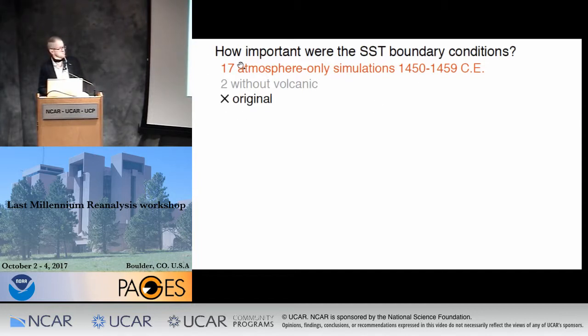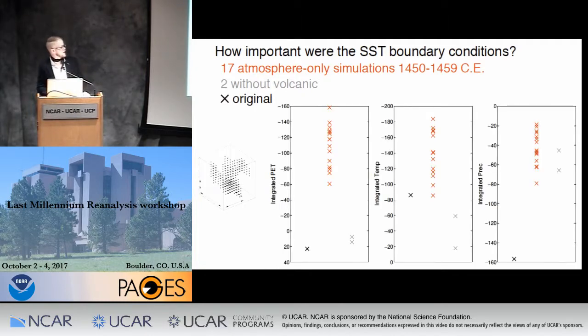Two of these we're going to run without volcanic forcing, just to see if the volcano matters for the atmospheric variability during these periods. So what I'm going to do again is just integrate over the grid points that correspond to that original drought: the PET, temperature, and precipitation anomaly. Downwards on these plots would be indicative of drier conditions overall. Okay? I want you to pay attention specifically to the precip plot.